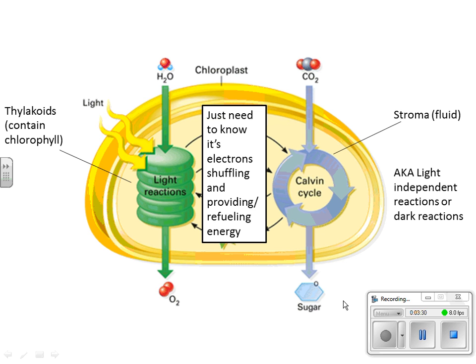Okay, so when you're writing the location of the light dependent, that's in the thylakoids. The location of the light independent is in the stroma. The reaction here in the light dependent is H2O yields oxygen, and the reaction for the light independent is CO2 yields glucose. Okay.